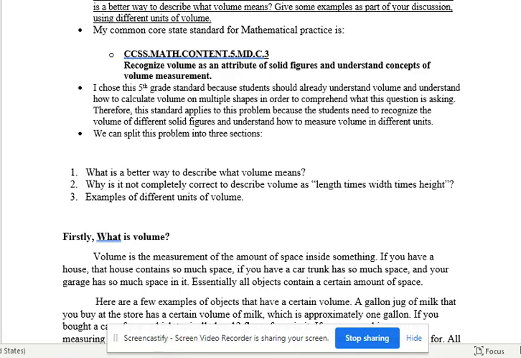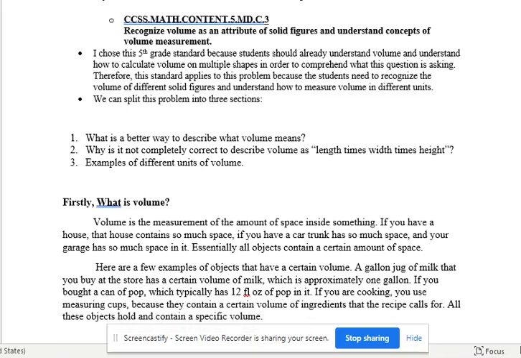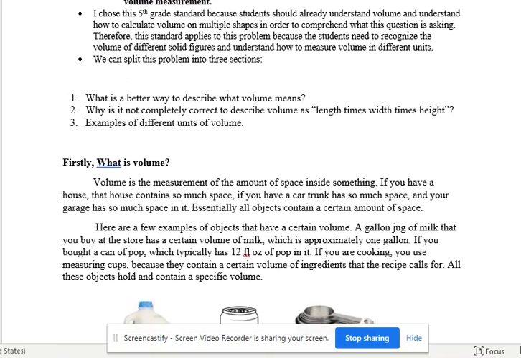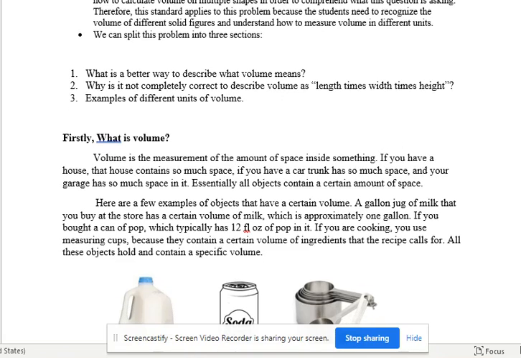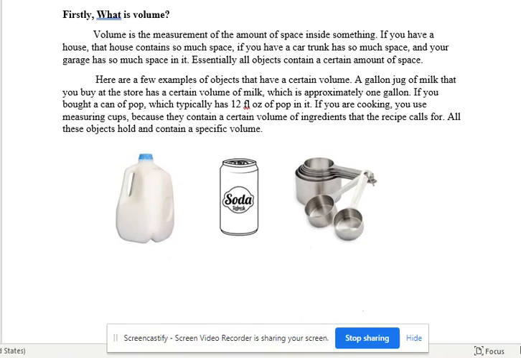We can split this problem into three sections. What is a better way to describe what volume means? Why is it not completely correct to describe volume as length times width times height? And show examples of different units of volume.